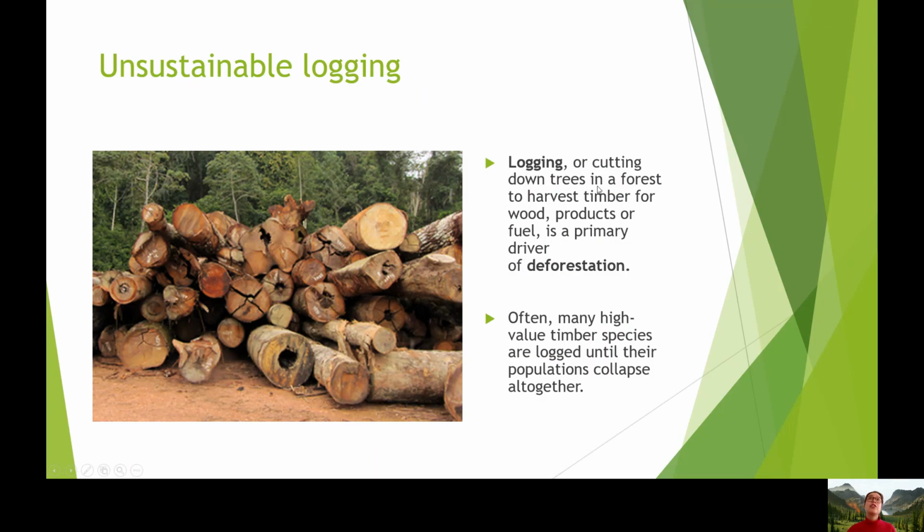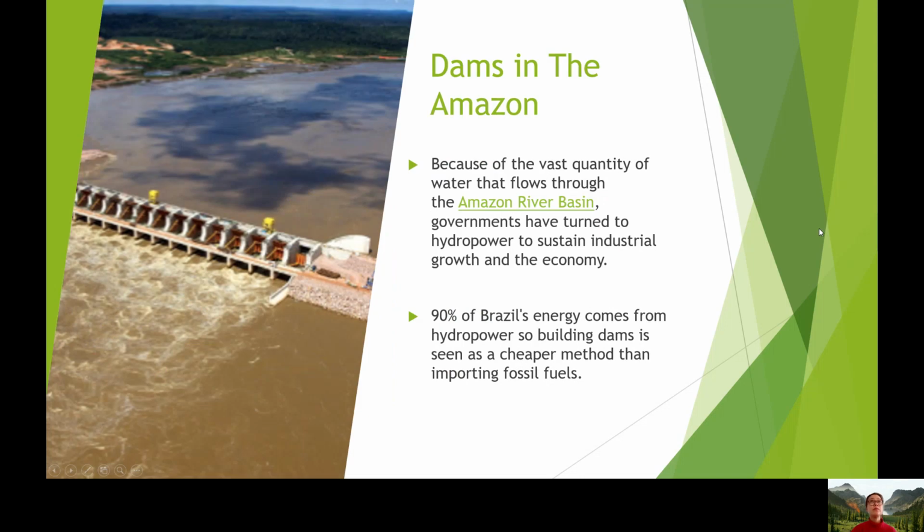Logging, or cutting down trees in a forest to harvest timber for wood products or fuel, is also a primary driver of deforestation. Often, many high-value timber species, so wood species, are logged until their populations collapse altogether. It's very sad to see these trees that have been growing for decades, sometimes even longer, being cut down just like that. Once a tree is cut down, it can't photosynthesize anymore, and it can't convert carbon dioxide to oxygen anymore.